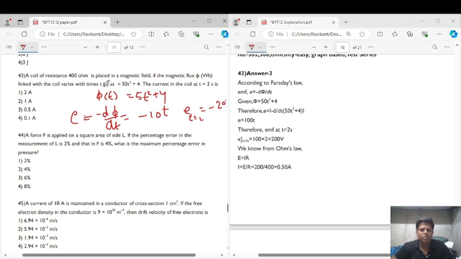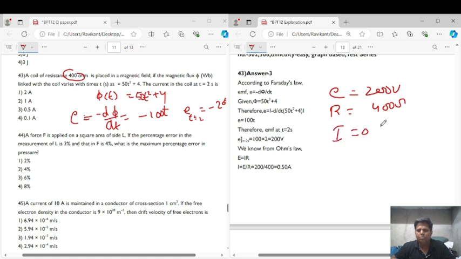Minus 20 volts. Now if E is equals to minus 20 volts and the resistance is equals to 400 ohm, oh sorry, it's 50, no? It's 50, so it becomes 100, and if it is 100, so it becomes 200 volts. So EMF induced has a magnitude of 200 volt, and the resistance is equals to how much? 400. So the current will be equal to 0.5 ampere, right? So the correct answer for question number 43 is 0.5 ampere. That is option 3, right?